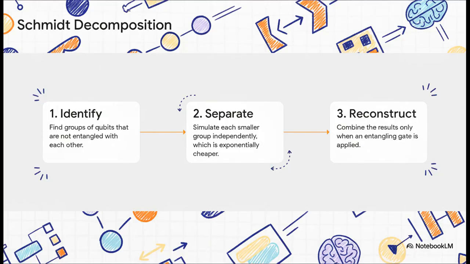One of its most powerful tricks is something called Schmidt decomposition. And the idea behind it is actually pretty simple, but it's brilliant. If you have groups of qubits that aren't quantumly linked or entangled with each other, why on earth would you simulate them as one giant expensive system? Instead, Qrack is smart enough to simulate each little group on its own, which is exponentially cheaper. It only bothers to combine them into the full complex simulation at the exact moment a gate forces them to get entangled. It's so clever.